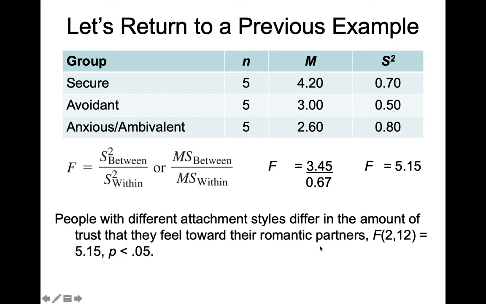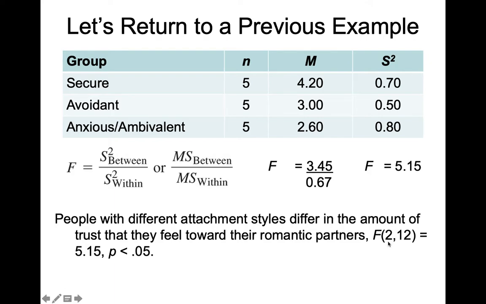And this is what a write-up would look like if you would read this in a scientific journal. You'd have a statement that looked like this. You'd have an F that equals 5.15, just what we calculated. One thing that you do in reporting results is share the degrees of freedom, because this gives the reader of your research report a sense of how many groups were in the study.